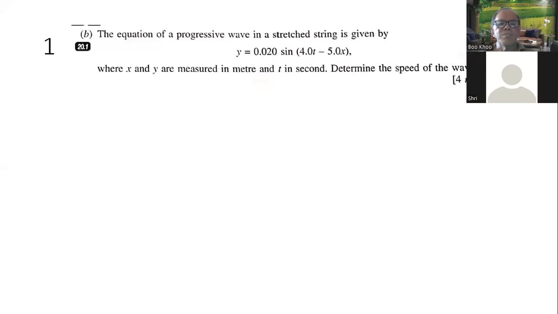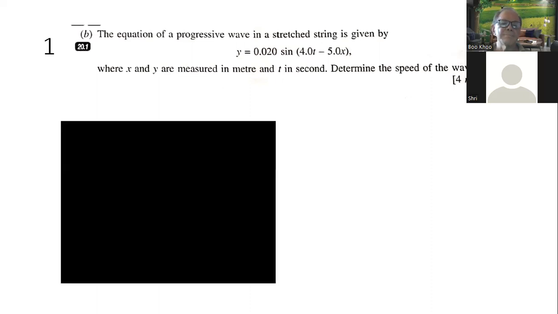The equation of progressive wave is given, where x and y are measured in meter, t in second. Determine the speed of the wave. 4 marks there. How to determine the speed of the wave? V equals F lambda, but before that, I need to find omega. Omega equals 2 pi F, so omega is 4.